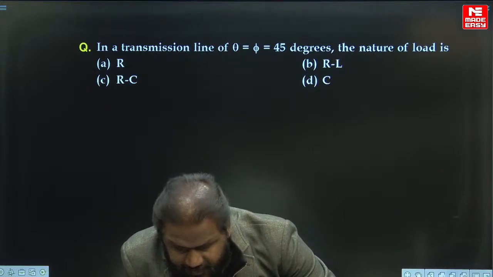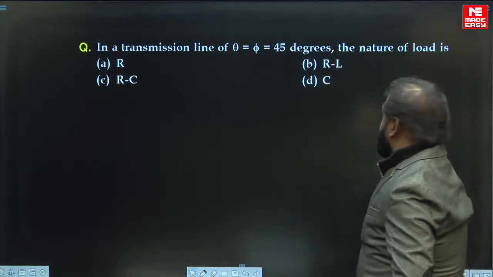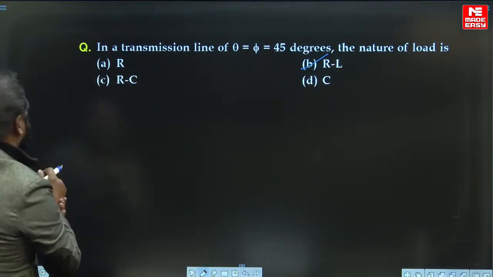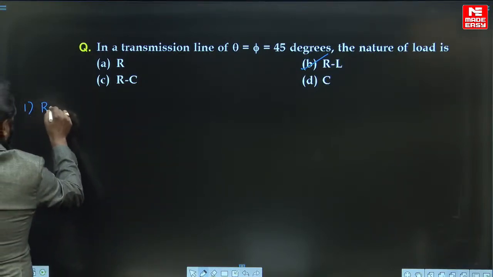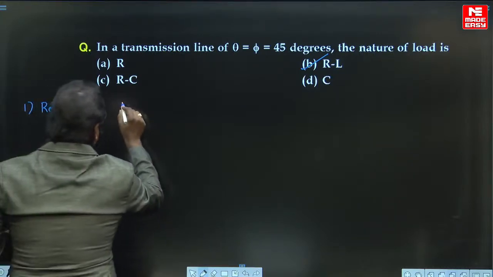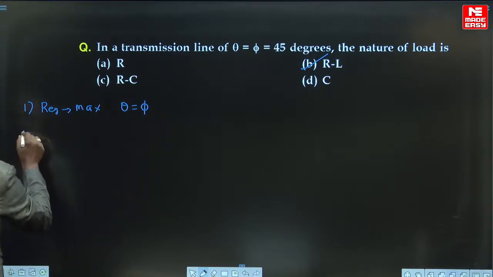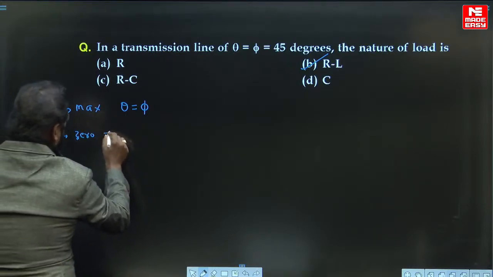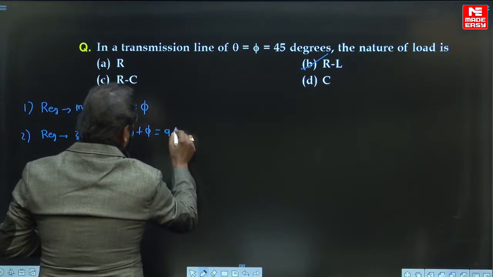Himanshu, Aniket, Himanshu, the answer you have given is RL. This is the right answer. Correct. How is it? You can see that two things are there. One is regulation maximum, where does it happen? Theta equal to phi. Second is regulation is 0, where is it possible? Theta plus phi equal to 90 degrees.